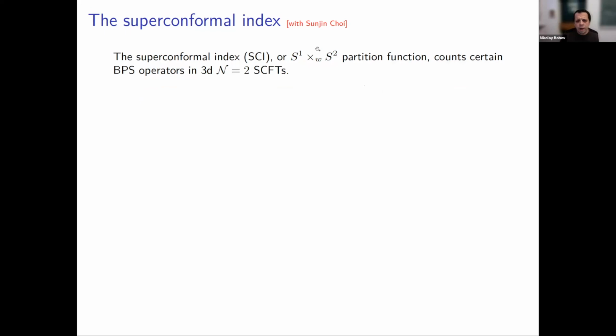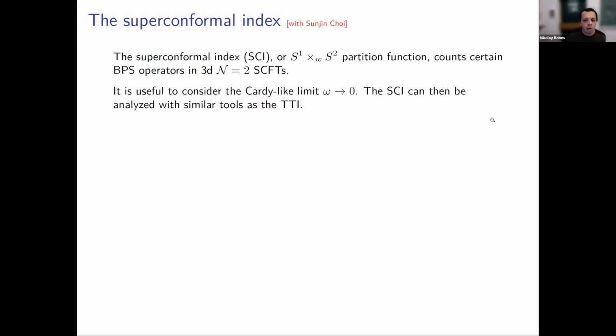The way to think about this index geometrically is as a path integral on a product. It's not really a product, it's more like a fibration of this S1 over this S2, but it's on this Euclidean space, and the parameter omega, you can think of it as angular velocity on the S2. So these BPS operators can have a quantum number over this S2, a spin, and this is what this omega actually counts, or the chemical potential for that spin is omega.